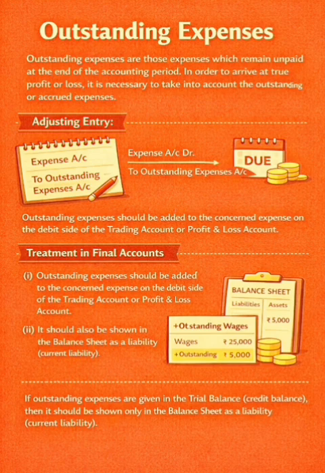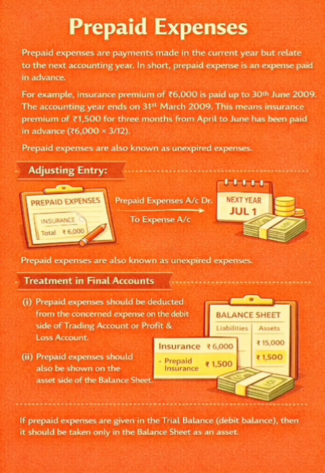Treatment in final accounts. 1. Outstanding expenses should be added to the concerned expense on the debit side of the trading account or profit and loss account. 2. It should also be shown in the balance sheet as a liability, current liability. If outstanding expenses are given in the trial balance, credit balance, then it should be shown only in the balance sheet as a liability.